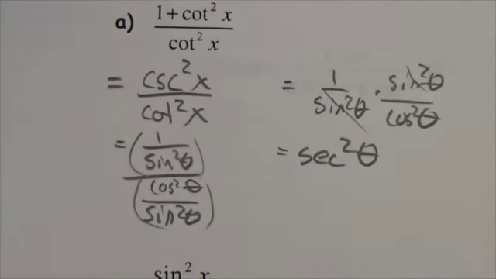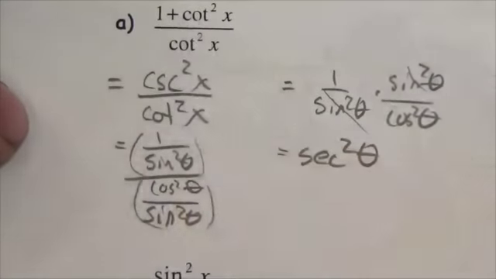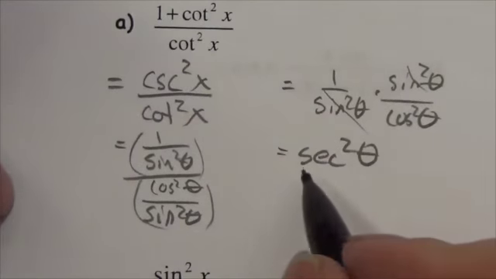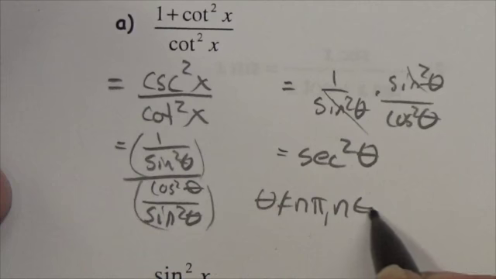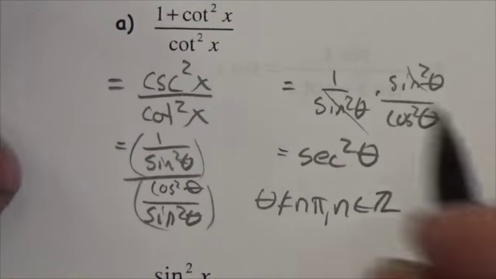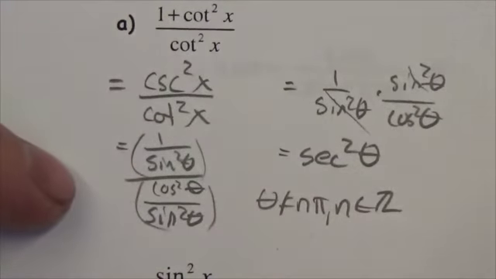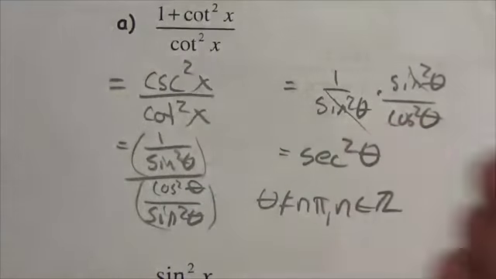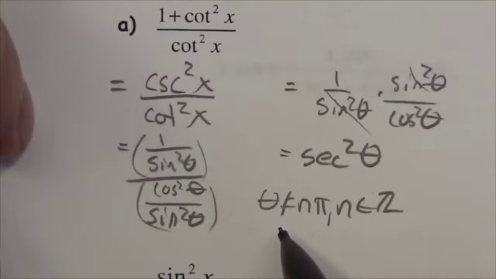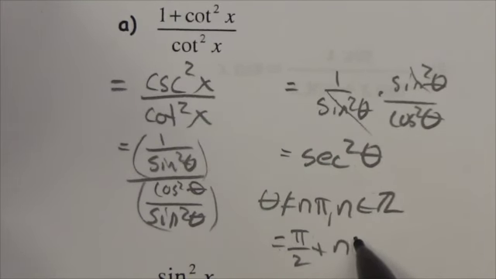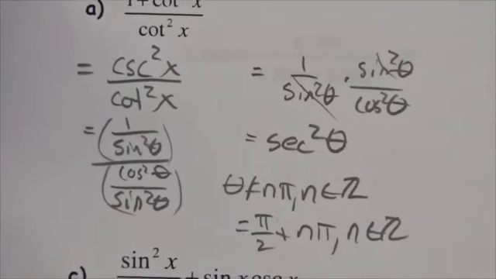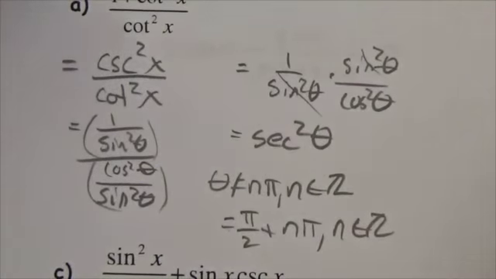Now, bear in mind that there are some restrictions here. I've got a cotangent here, and so theta can't be equal to multiples of pi. Additionally, I've got a cotangent in the denominator, which means that cosine can't go to 0, in which case we would also get that you can't have pi over 2 plus n pi, where n is an element of the integers. So there are some restrictions there that we need to identify.